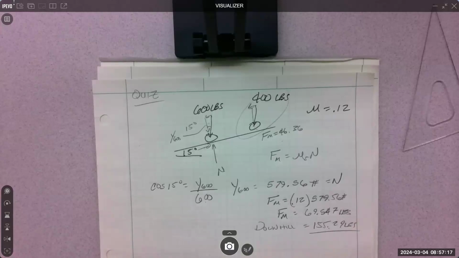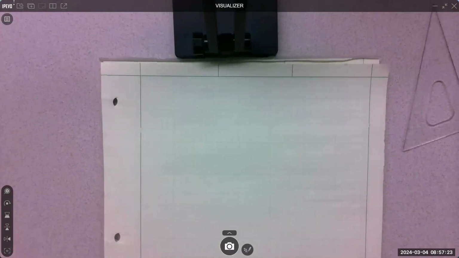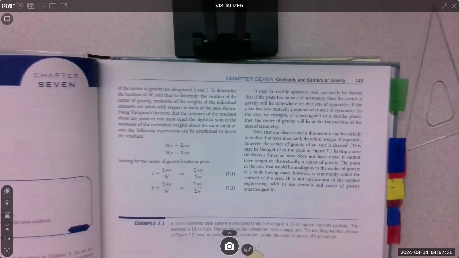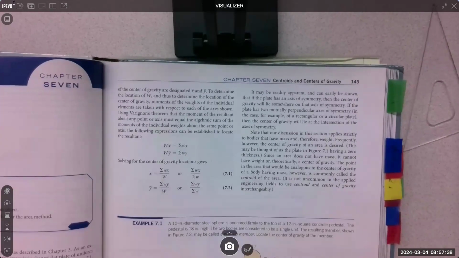All right, we're going to move on to chapter 7. Chapter 7 starts with center of gravity, I believe. Yeah, it does. Center of gravity is basically going to talk about the balance point of an object.